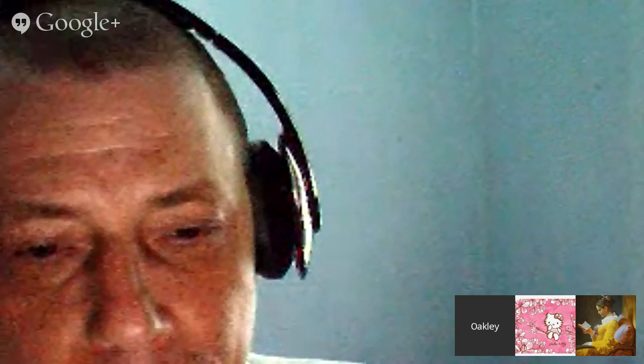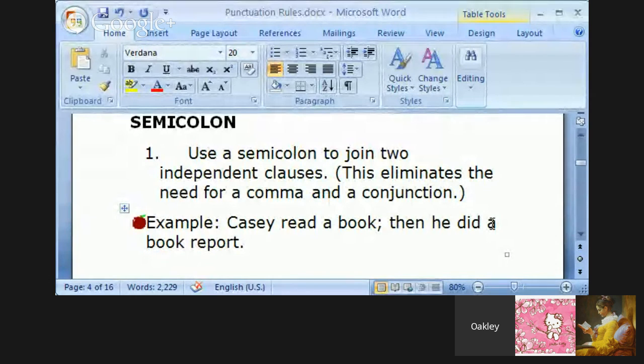Okay, I'm going to do a screen share. Let's talk about semicolon a little bit here. Okay, first and probably most common use of a semicolon is to join two independent clauses, in other words, to create a compound sentence. Now, of course, this would normally be when you would probably use a comma and, because when you use other conjunctions or other connectives to form compound sentences, often, if you use so or yet or but, you've got a cause and result thing going on, so you're probably going to need to use the conjunction to make it logical.